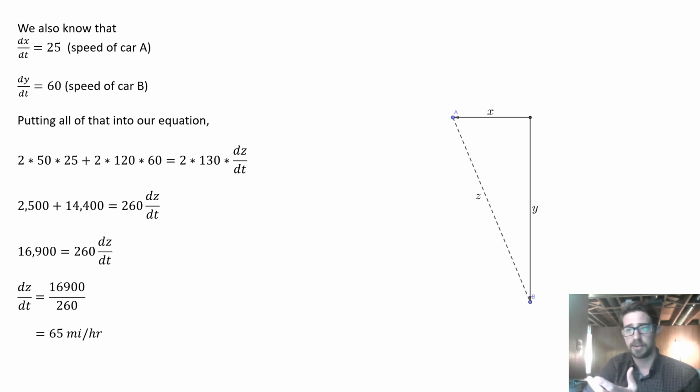Please try examples, because there's no way to get good at these things without just doing them. They're all different setups, but the steps of them are always going to go down the same way.